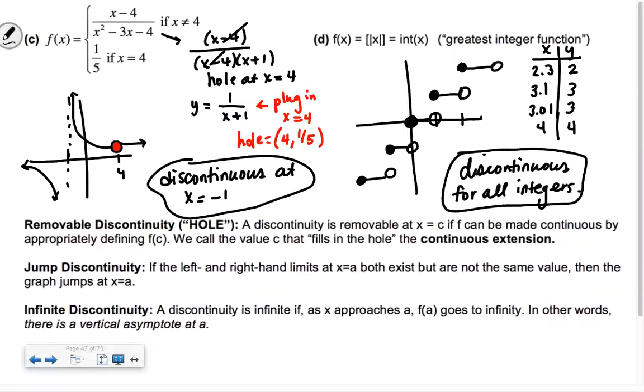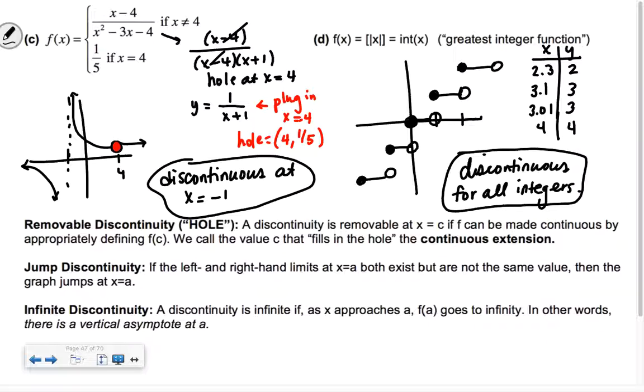All right, so the first thing is the removable discontinuity. So that's the fancy way of saying that it's a hole. So the discontinuity is removable at x equals c if we can define f of c to fill in the hole. That's like that piecewise function that we did in part C. So if we said, okay, well, we have this original function, the x minus 4 over x squared minus 3x minus 4. How can we define another part to it so that it fills in the hole? Well, you could make that point 1/5 if x is equal to 4, right? So it would fill in the hole. So it removes the discontinuity. We call the value c that fills in the hole the continuous extension.